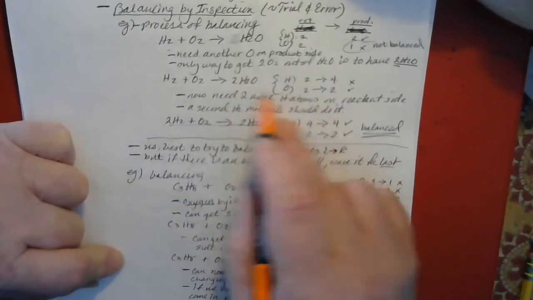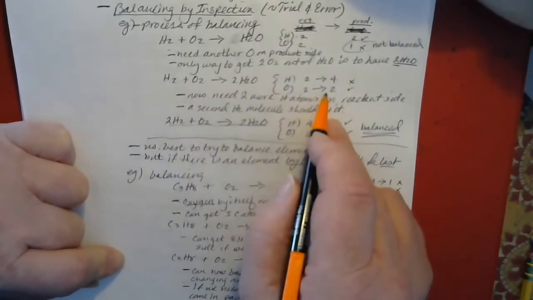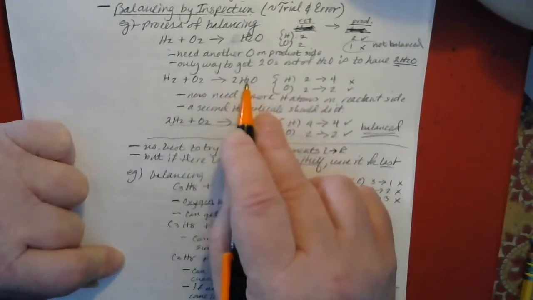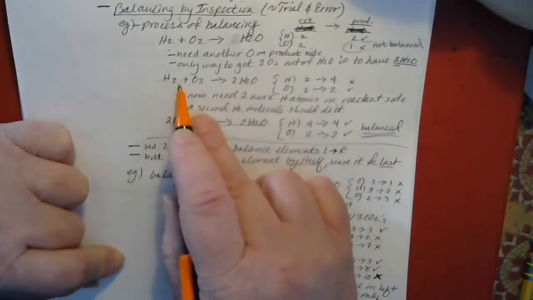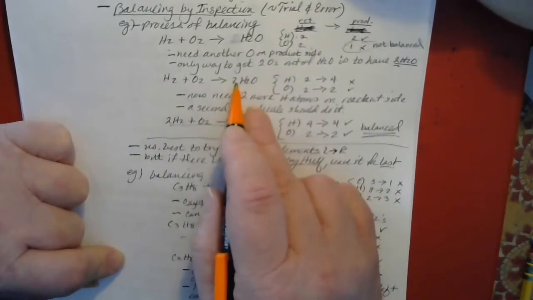So now we've got 2 oxygen atoms going in and 2 oxygen atoms coming out. But when we did that, we screwed up the hydrogen. Now we've got 2 hydrogen atoms going in and 4 hydrogen atoms coming out: 2 water molecules with 2 hydrogens each.